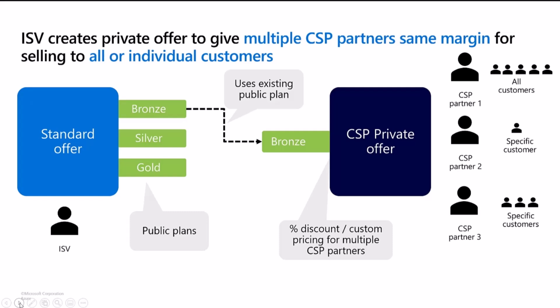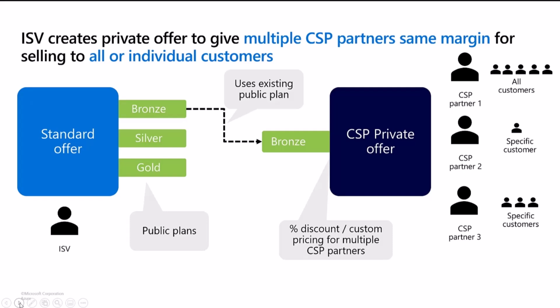In the next scenario, an ISV can create private offers and give multiple CSP partners the same margin for selling to all or individual customers. The previous example, the ISV set up a private offer for a single CSP partner for all of their customers. In this scenario, ISV sets up a CSP private offer. They choose a single plan. They either create a percentage discount or a custom price for the CSP partners. And for this private offer, they're applying that margin for three separate CSP partners.